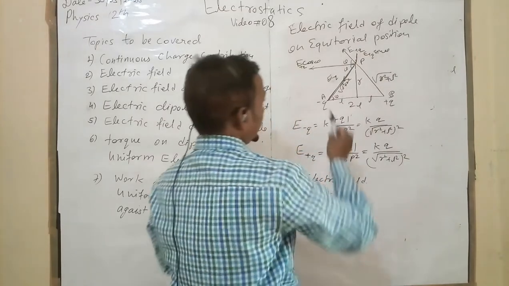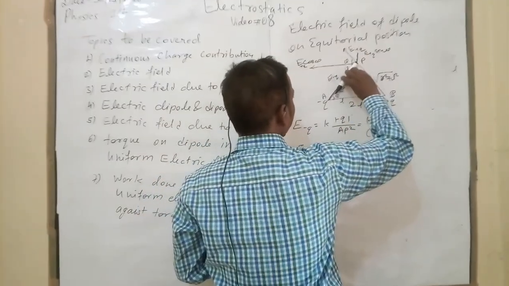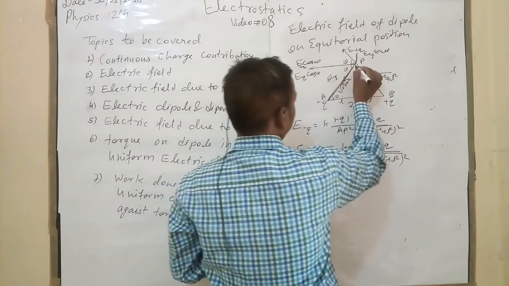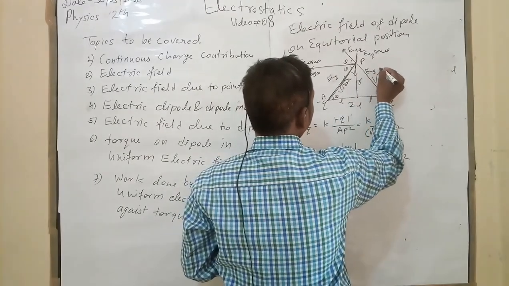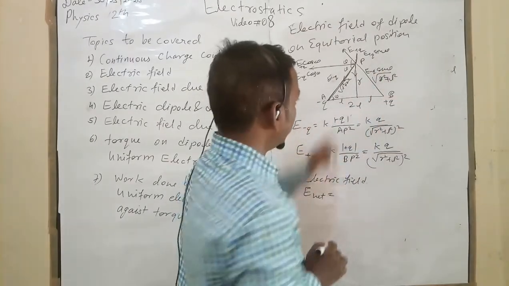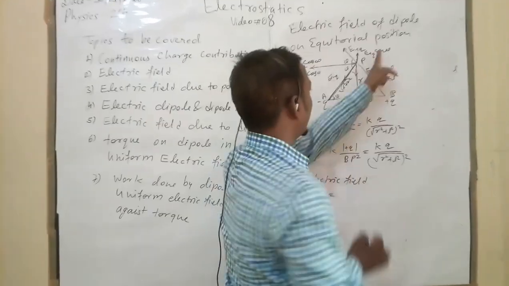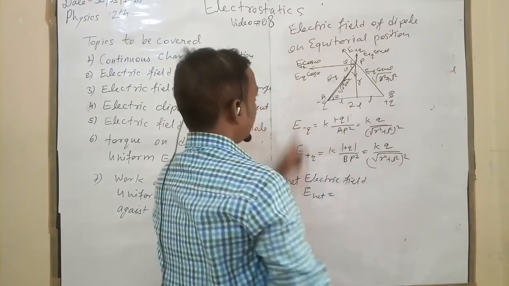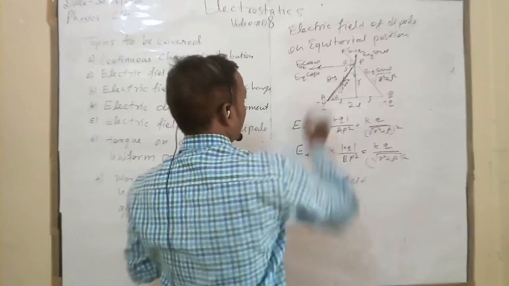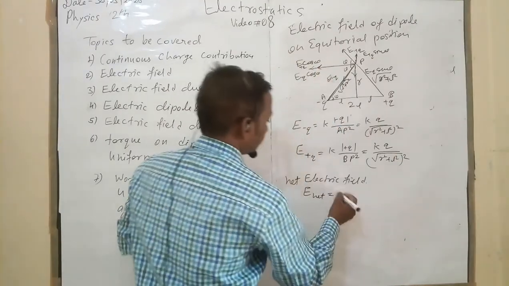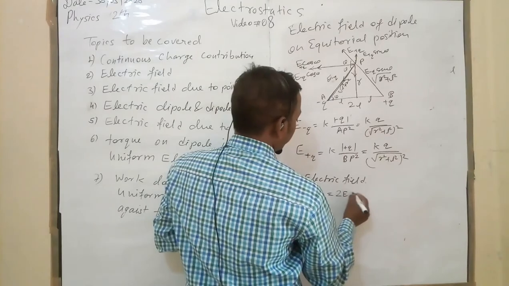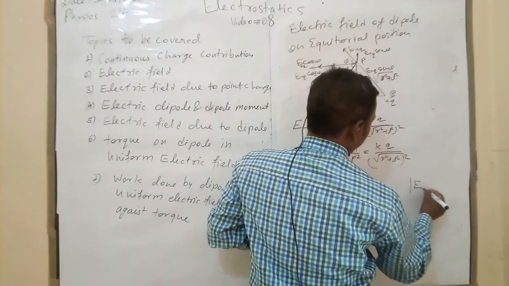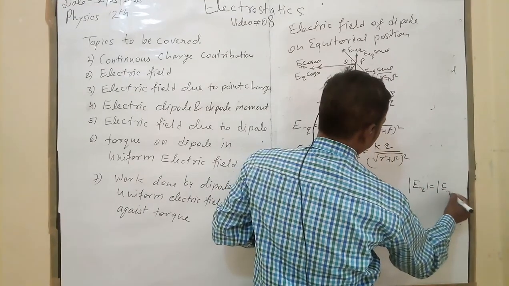And similarly you can break this electric field into components. First is E minus Q cos theta, and this way E minus Q sin theta. As you see, the directions of these two field lines are equal and opposite, so they cancel. Only these two field lines are in the same direction, so they can be added. So net electric field is 2 times E cos theta. These are equal, E minus Q equal to E plus Q.